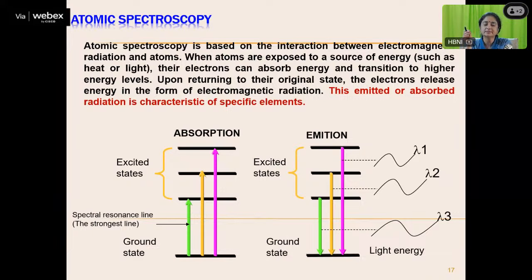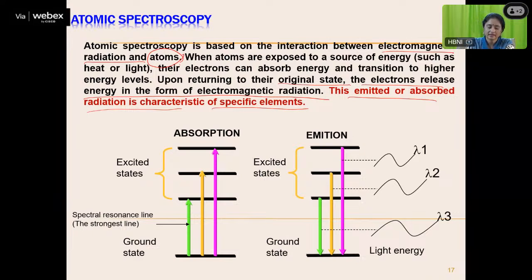Atomic spectroscopy is based on the interaction between electromagnetic radiation and atoms. In normal spectrophotometry, those are molecules; now these are atoms. When atoms are exposed to a source of energy such as heat or light, what happens? Their electrons can absorb energy and a transition to a higher energy level occurs. Upon returning to the original state, the electron releases energy in the form of electromagnetic radiation. This emitted or absorbed radiation is characteristic of a specific element.